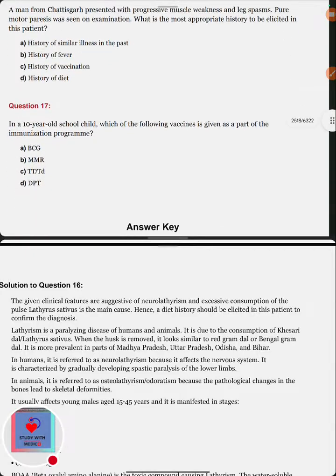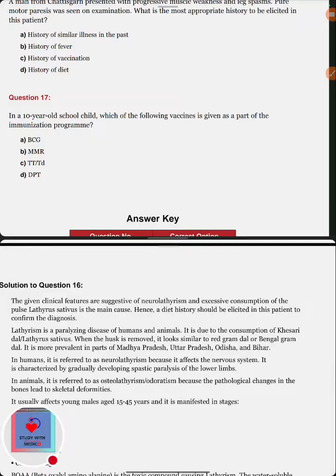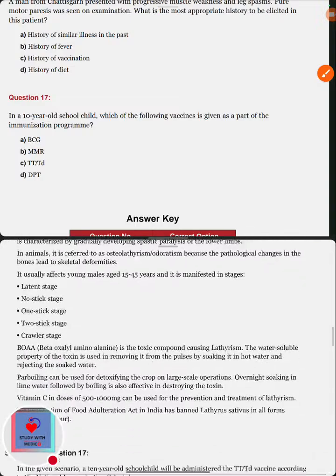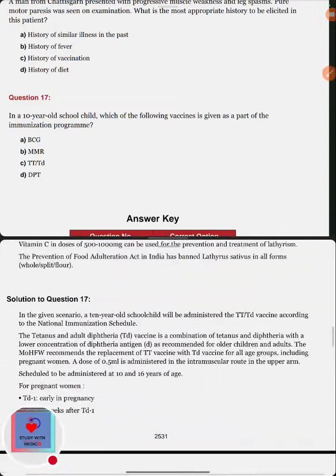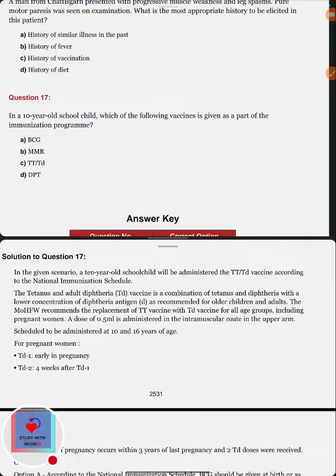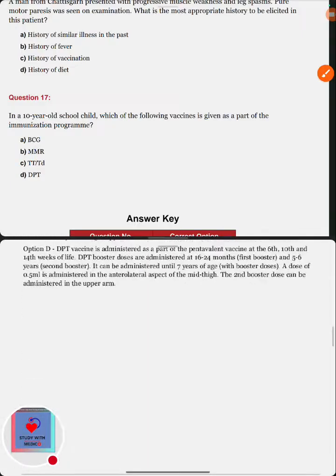In a 10-year-old school child, which of the following vaccines is given as a part of the immunization program? You can give TT. TT or Td is administered, due for all age groups.